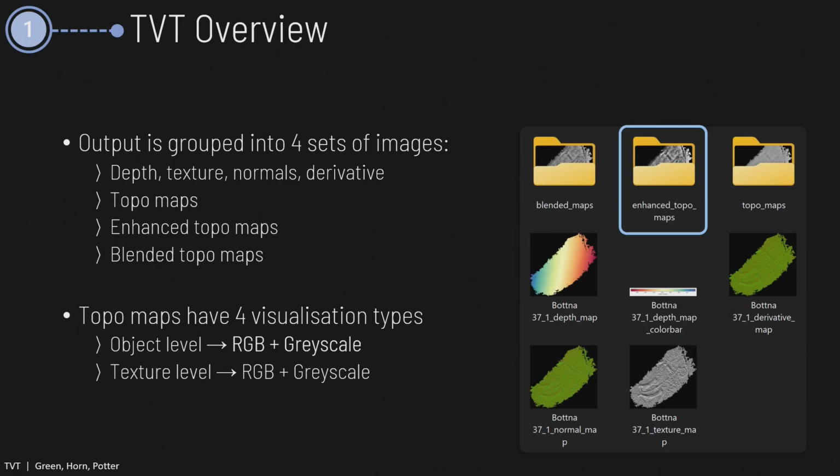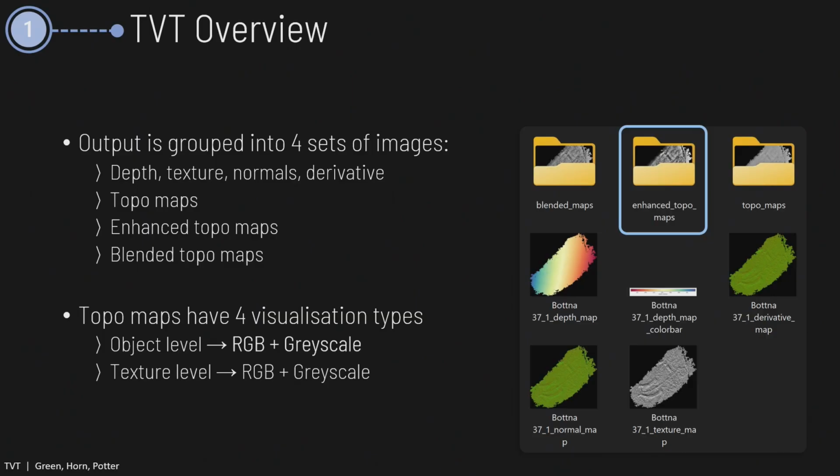So you input a folder of models or point clouds, and you basically get an export of 16 different images, plus some scale bars for the color visualizations. For example, you can see the color bar for the depth map here. Your output is grouped into 4 different types of visualization. You have your main ones that are basically the basis for the enhanced versions that a lot of people will use: your depth map, your texture map, your normal map, and the derivative map.